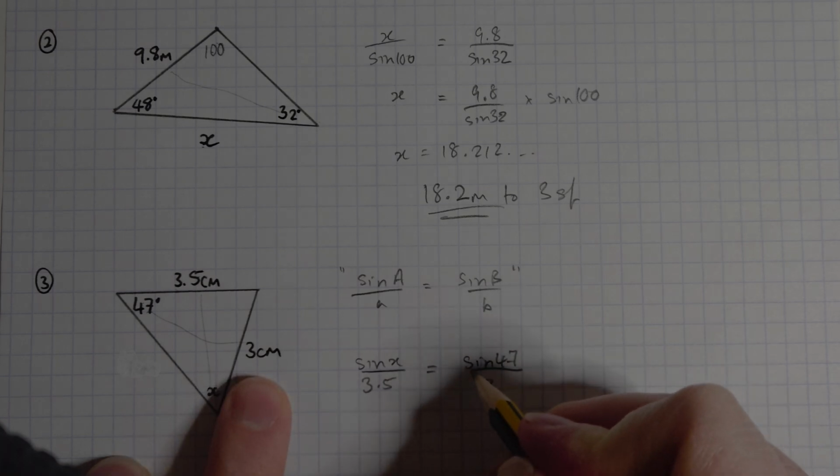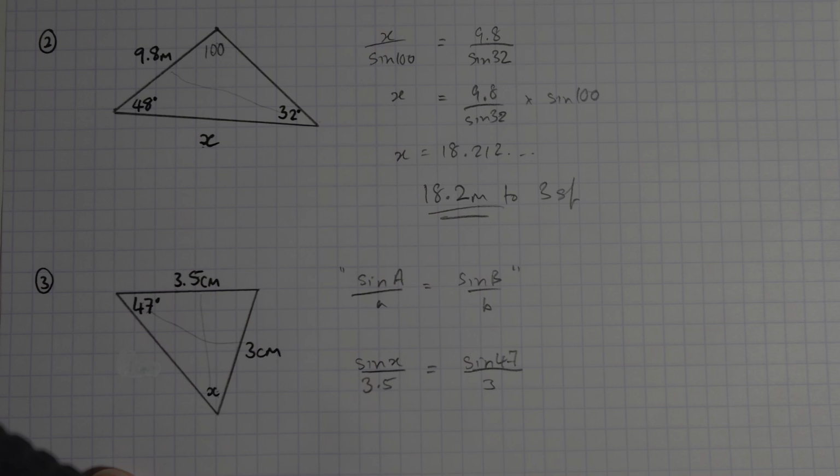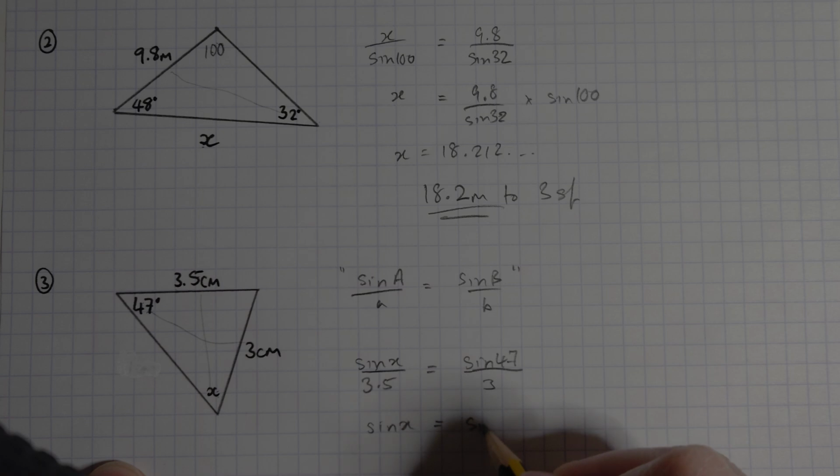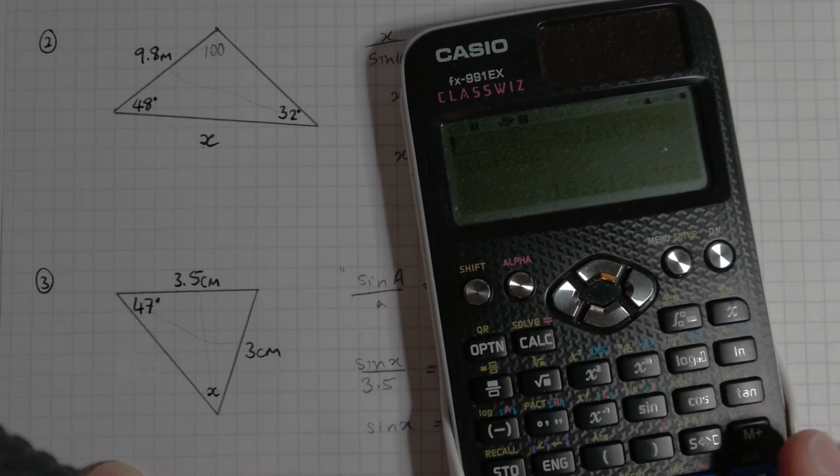over 3. This time there's 2 things to do to undo this. I want x on its own, it's been sinned, and it's also been divided by 3.5. So let's start by multiplying both sides by 3.5. Just going to type that in the calculator and get a decimal for that.